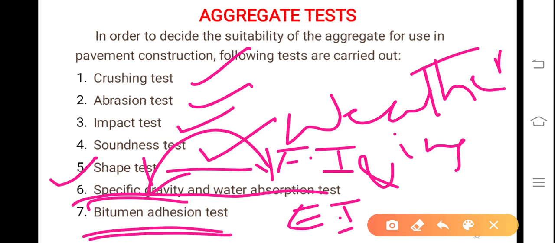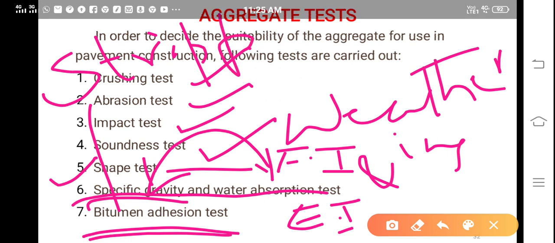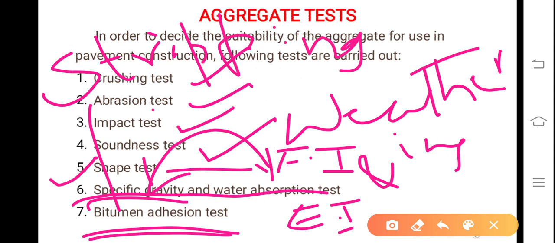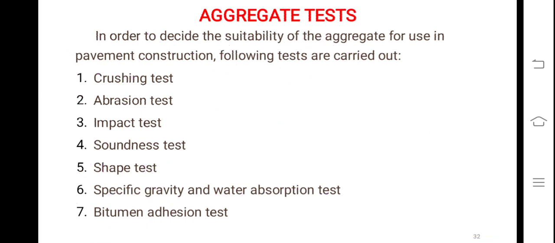And the bitumen adhesion test, also known as stripping value of aggregate. In the presence of moisture, the bitumen used as a binding material will strip out. Thereby the aggregates will become loose, and when vehicles are moving at high speed, the aggregate will protrude outside and be removed by heavy wind, and there is loss in the volume of aggregate in that layer. Therefore the volume of aggregate reduces and the gap increases.